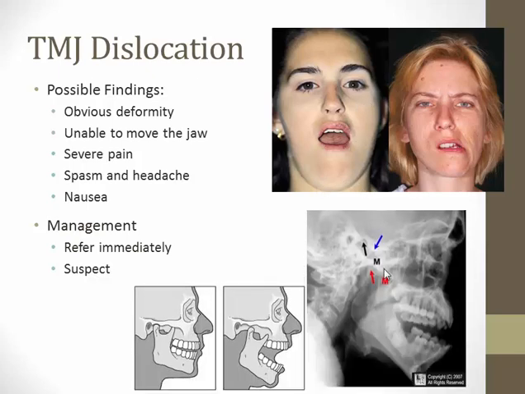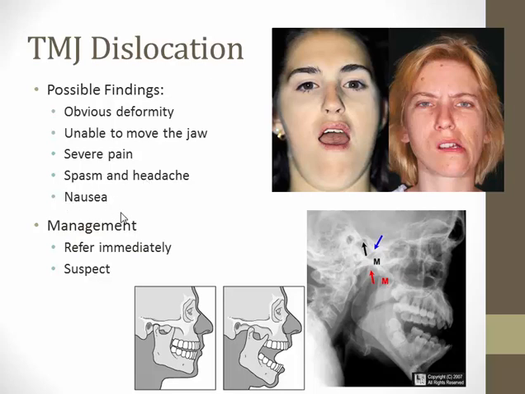Here's another x-ray. This is also a picture of an inferior dislocation. This is the condyle of the mandible, which is supposed to be right over here, but it's been slipped down. So all these muscles are going to go into spasm, which is going to lead to massive pain here, as well as a headache. And they might experience nausea as well.